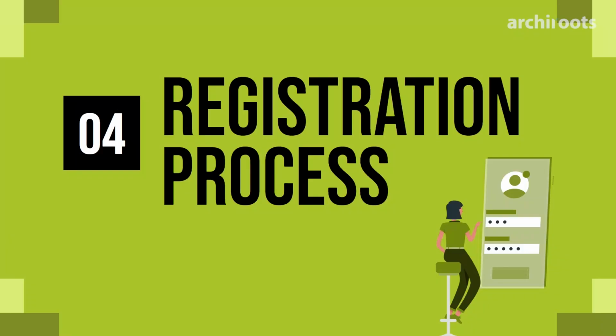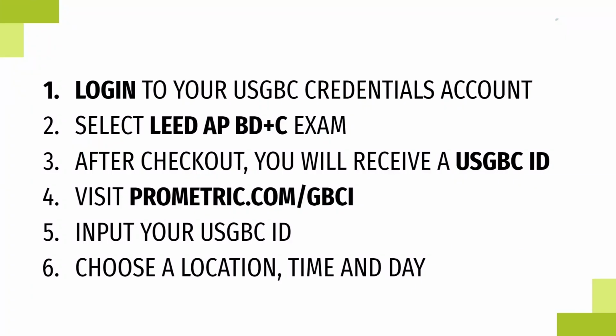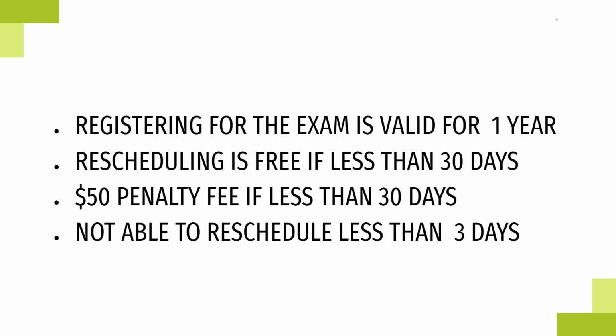Now, the 4th point we're going to talk about is the registration process. We talked about it briefly, and it's similar to the Green Associate registration process. You just go to usgbc.org and you log in. You choose the AP exam, you register, check out, and you instantly receive a USGBC ID. That ID, you're going to insert it in the Prometric website to register the exam, choosing a day, a time, and a location.